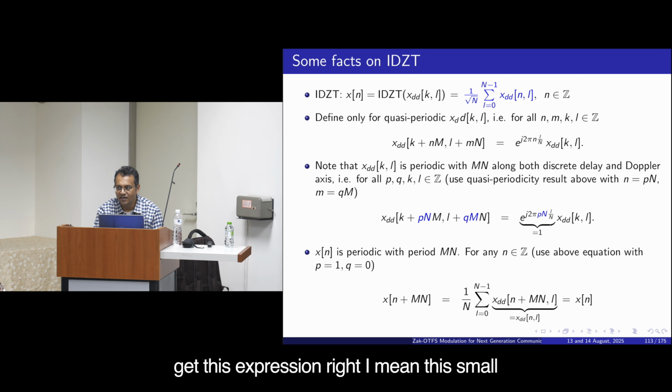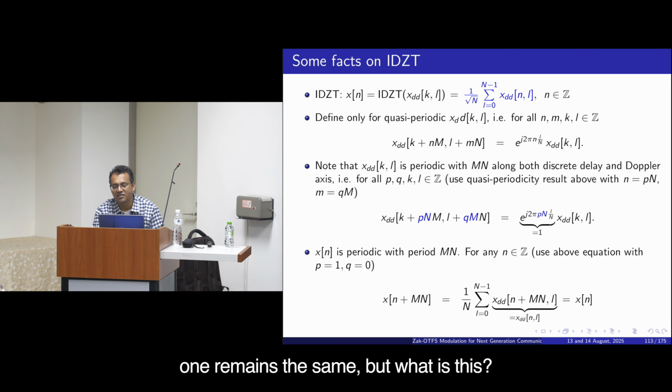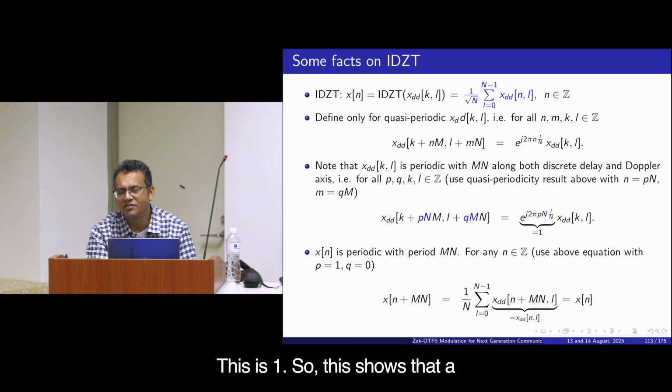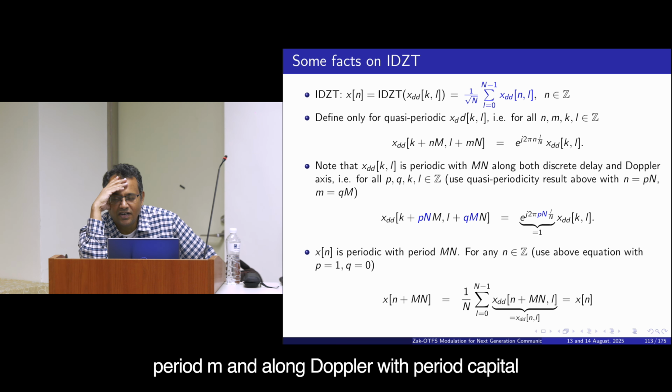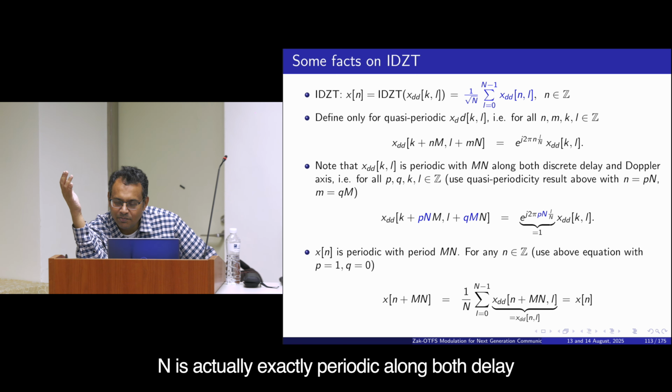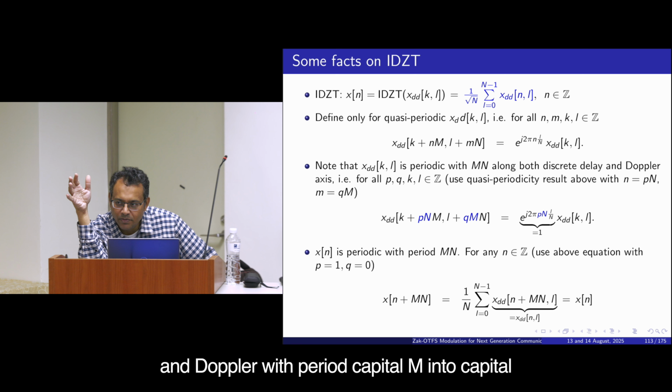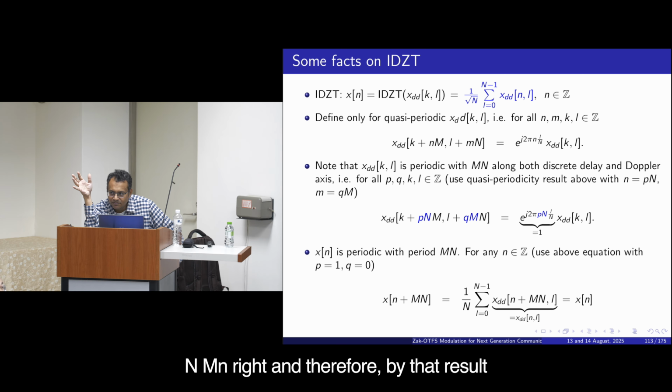You will get this expression. This small n will be replaced with p times N, so you will get this term, and for this one, that one remains the same. But what is this? This is 1. So, this shows that a signal that is quasi-periodic along delay with period M and along Doppler with period capital N is actually exactly periodic along both delay and Doppler with period capital M times capital N, MN, right.